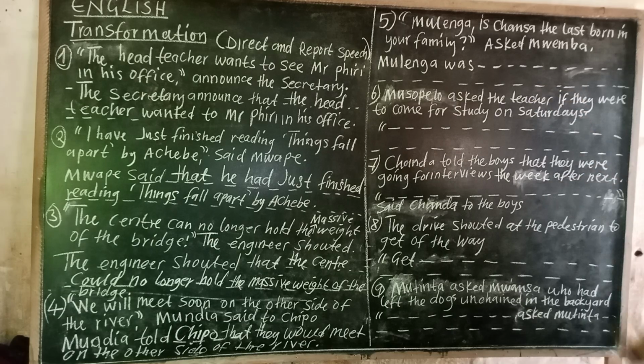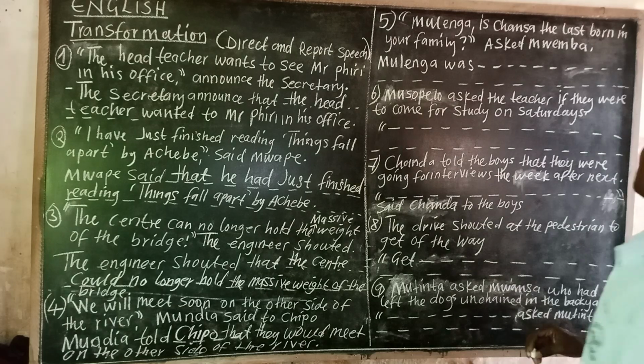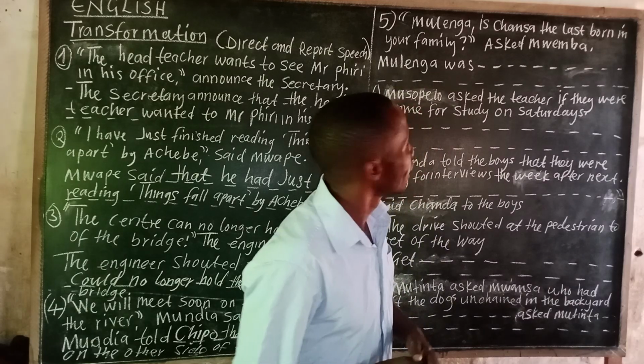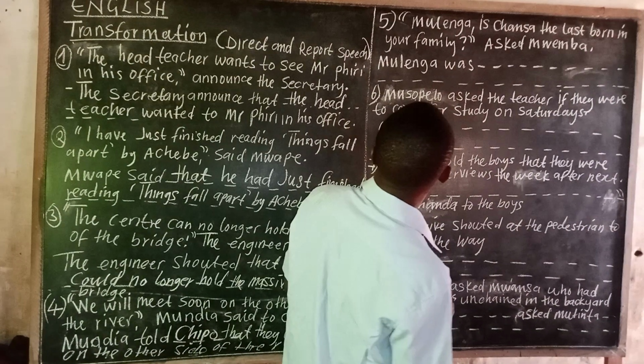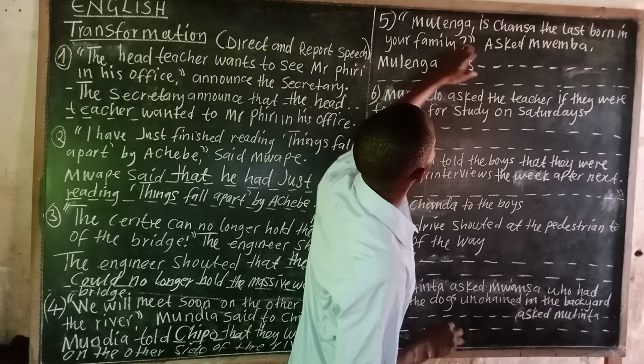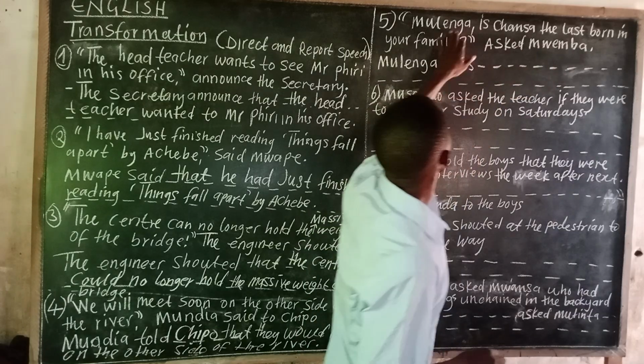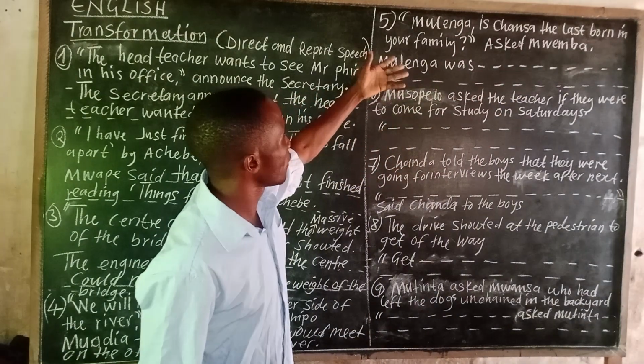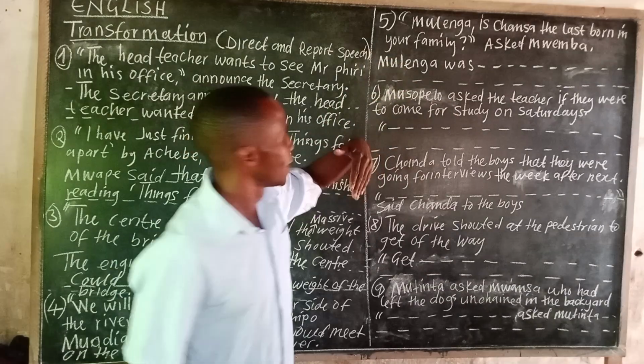Mulenga, is Chansa the last born in your family? That is the question, direct speech. Okay? Mulenga, is Chansa the last born in your family? Asked Mwemba. So now you start. Mulenga, asked. Okay? Because the one who asked here is Mwemba. Then we are starting with the noun Mulenga. So Mulenga was asked. Okay?